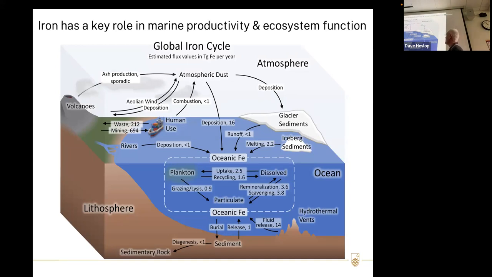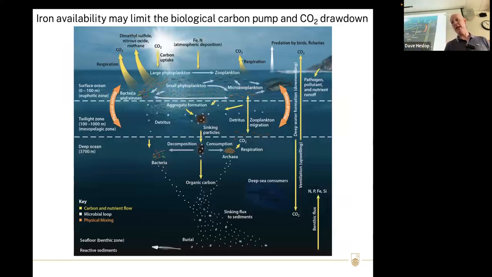And you can see that, for example, there is atmospheric dust coming into ocean iron, but also, something that Ali mentioned earlier, you get glacial sediments, iceberg sediments, and so on. So there's iron going into the ocean from various different places. We've covered this already, so I'm going to go through it quickly. But iron availability may limit the biological carbon pump and CO2 drawdown.